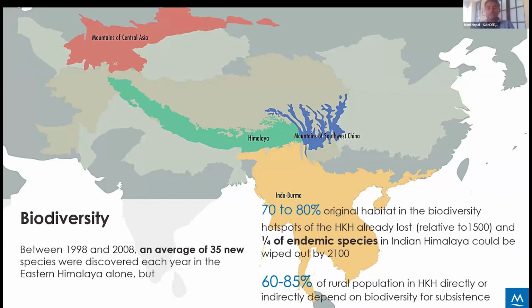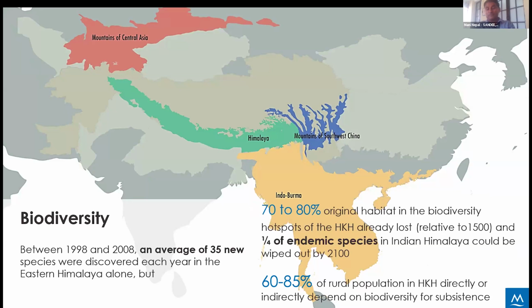And there are 3 notable features regarding biodiversity. Every year in the region, about 35 new species are discovered, which is an interesting thing, right? There are a lot of things unexplored, and new species are coming up. People are recording and discovering.